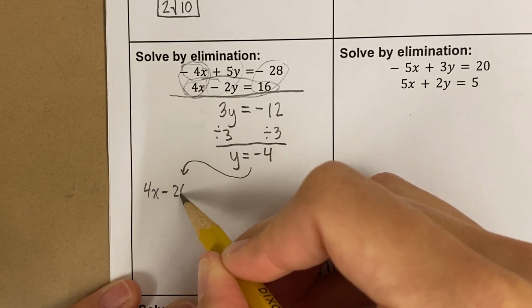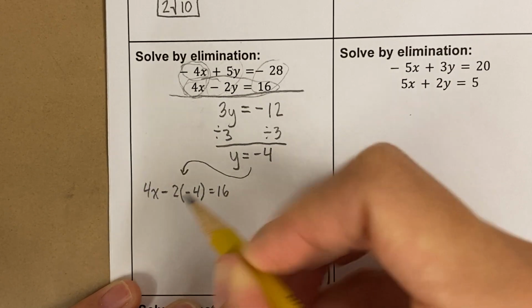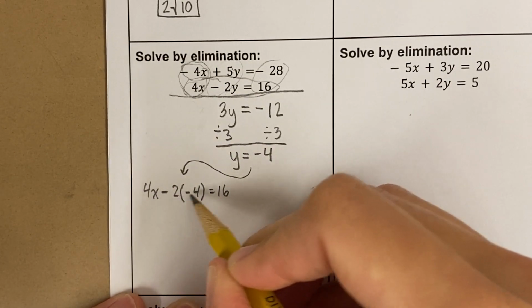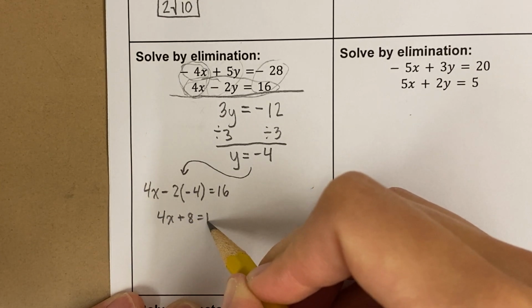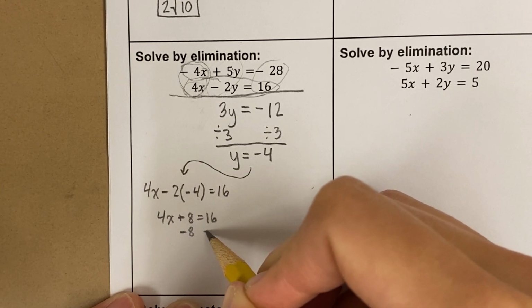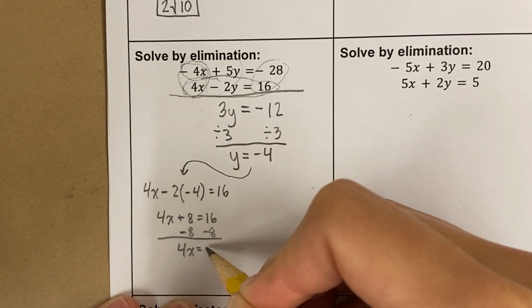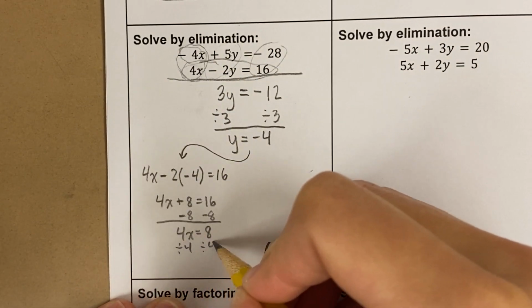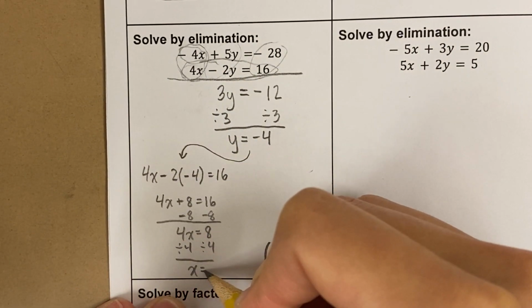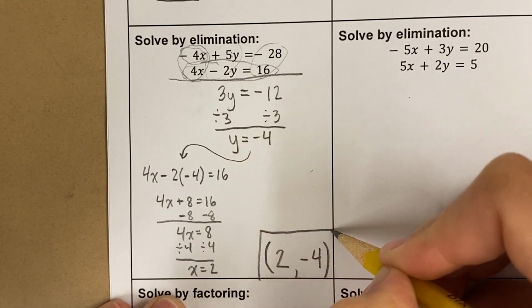4x minus 2y equals 16. So this becomes negative 2 times negative 4 is positive 8. And I got x by itself, and x is 2. And that's my answer. Okay.